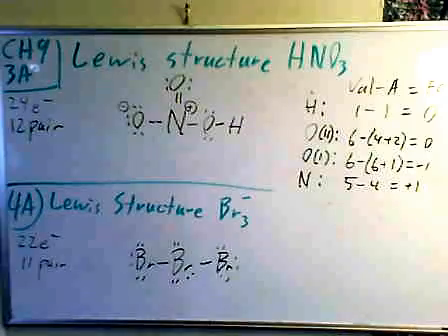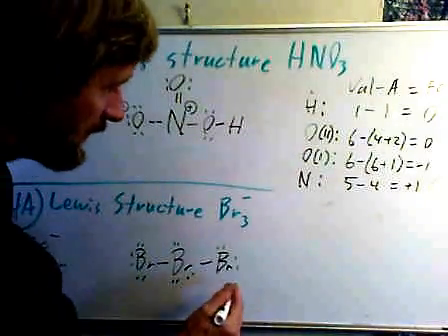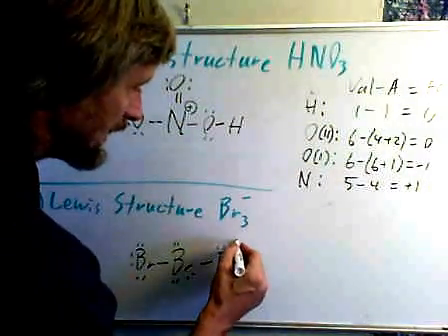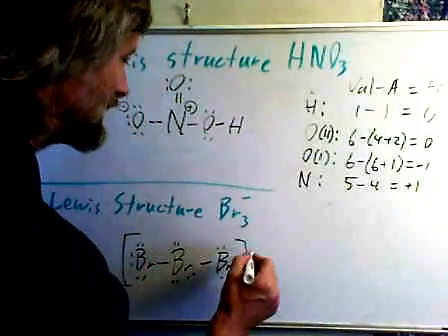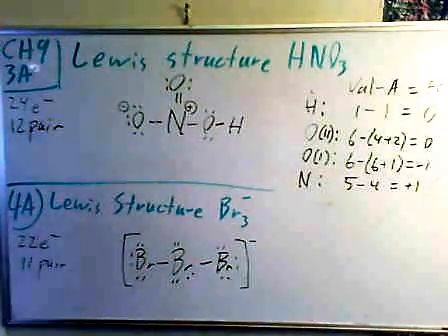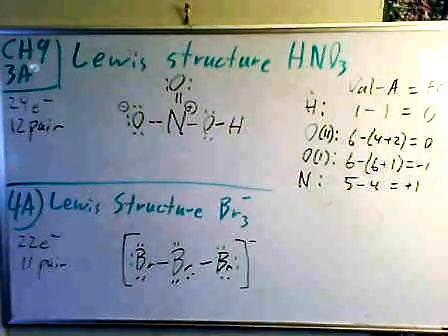So this is our structure for bromine, except to complete it, we want to make sure that everyone knows we counted our electrons correctly. We're going to put square brackets on it and the charge. We should tell other people that we counted our electrons correctly.